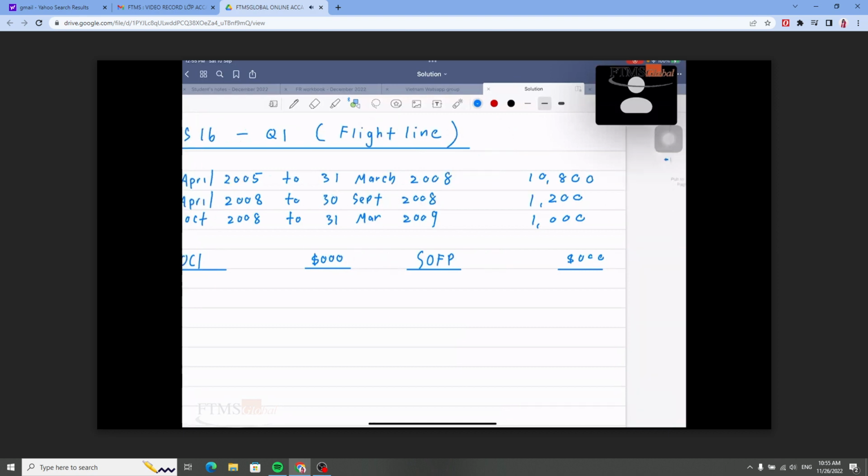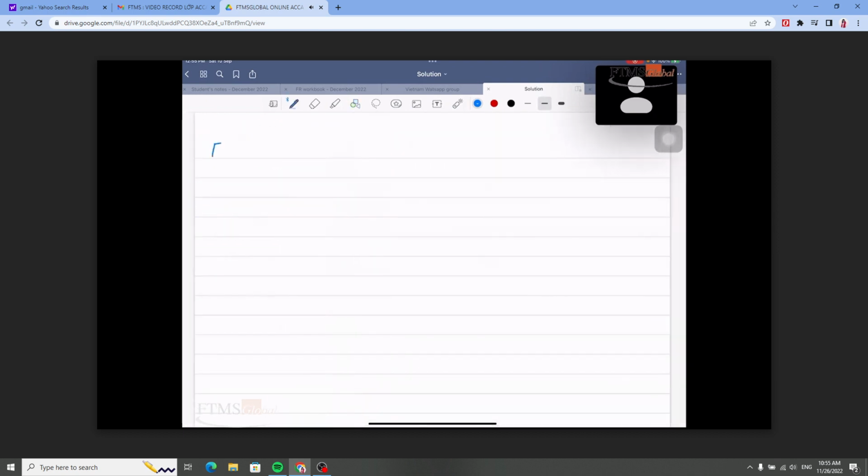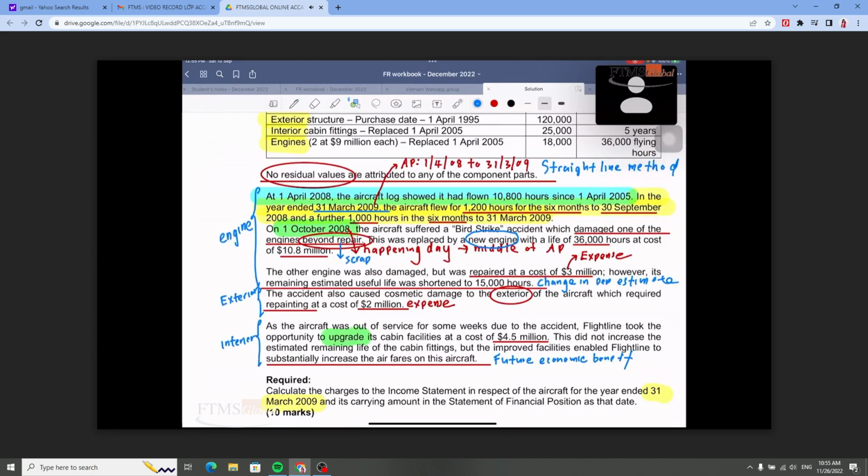Okay, so as spoken, I will do the exterior first because exterior is the easiest one. So exterior, what story do we have? If you look at the question, exterior is here. We have a 2 million repainting, right? So perhaps I will want to put this 2 million as an expense in my P&L, just like that.